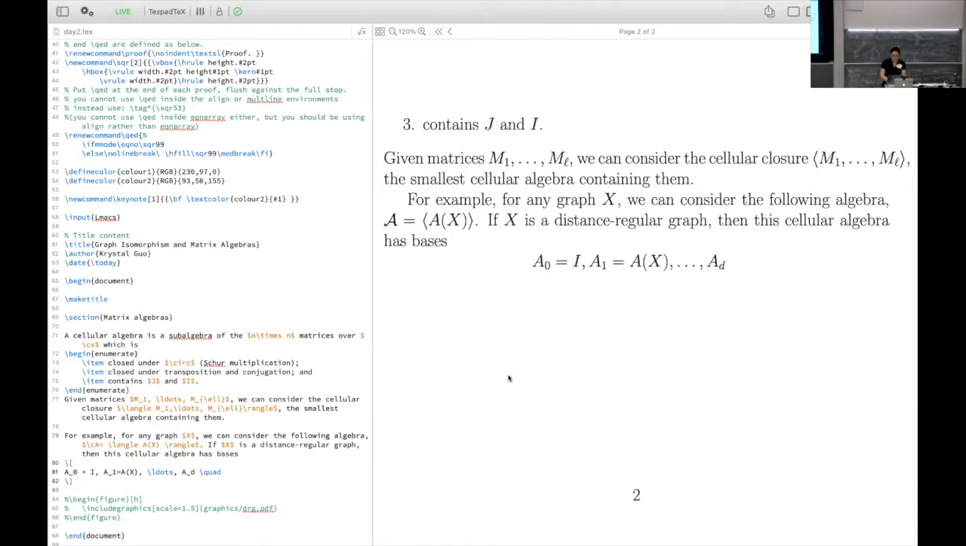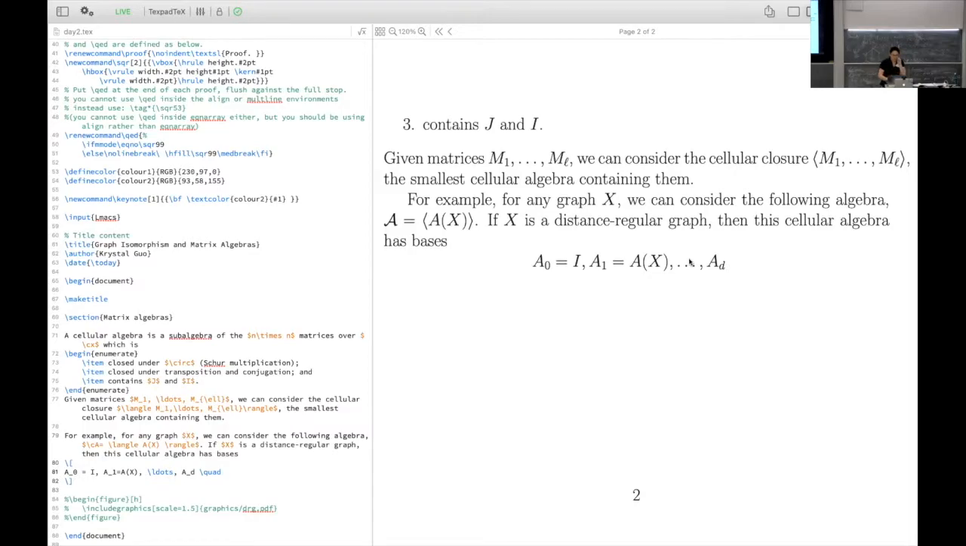So this is one basis where these matrices are the distance matrices of the graph. In A_i, the XY position is a 1 if X and Y are vertices which are distance i apart.